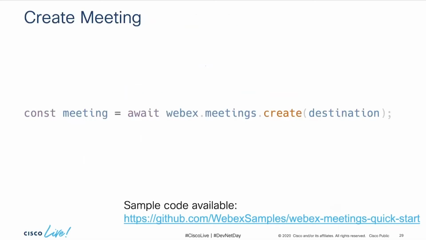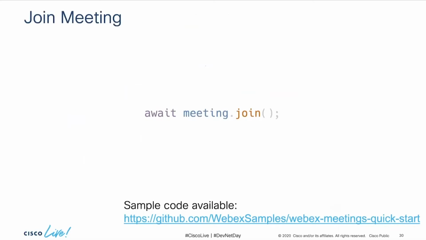Then we're going to create a meeting. The meetings create function accepts a destination parameter, and that parameter can be a space ID, an email address, or a user ID, and there are some more examples on the documentation page. Then we join the meeting by just calling meeting.join. That tells our web browser to actually connect and start joining the meeting.